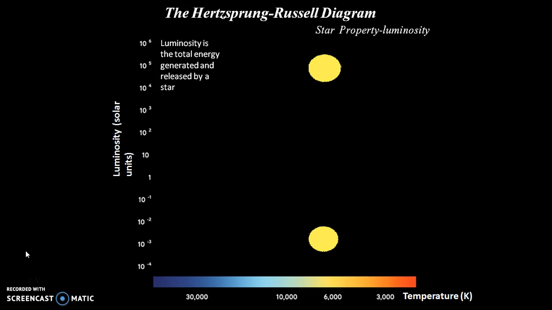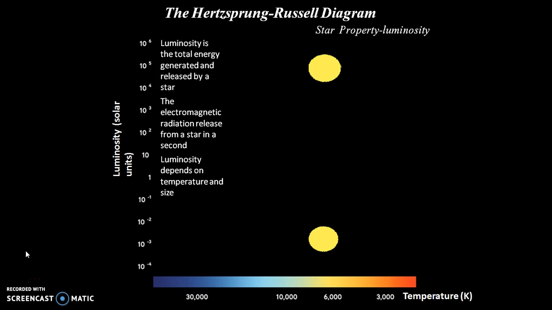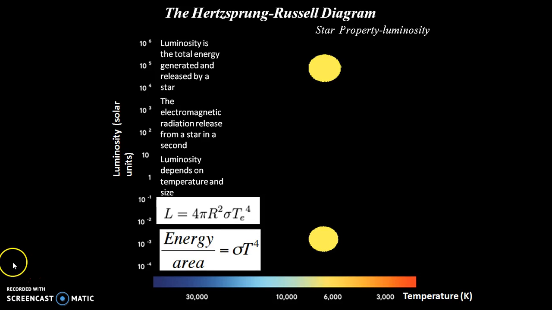It is detected as the electromagnetic radiation released from a star in a second. According to the Stefan-Boltzmann law, luminosity depends on the star's radius and surface temperature. It can be expressed where R is the star's radius, T is the temperature, and L is the luminosity. If we rearrange the formula, we get the fourth power of temperature times the Stefan constant is equal to the energy release of the star divided by the area of the star. From this, if we have two stars with the same surface temperature, one can be more luminous than the other only if the star is larger in size.